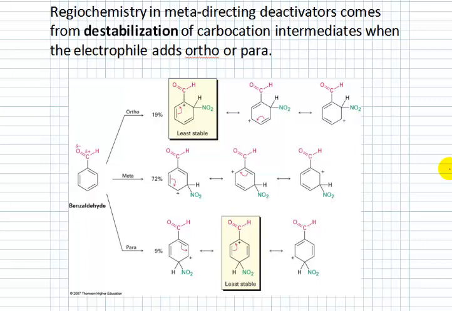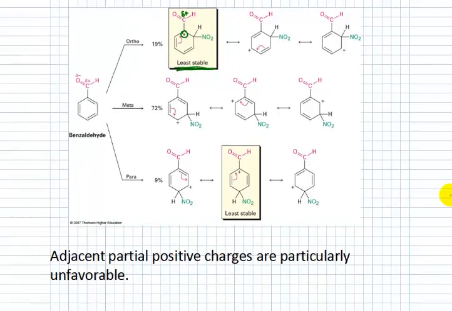Okay? Where before we had extra stabilization when we did ortho or para. Here, when we add ortho, for instance, I end up with a plus charge that's directly next to the carbonyl. This is benzaldehyde. There's a partial positive charge on that carbon in the C double bond O. What I have here are two adjacent positive or partial positive charges. Okay? And that's particularly unstable. Adjacent partial positive charges are particularly unfavorable.